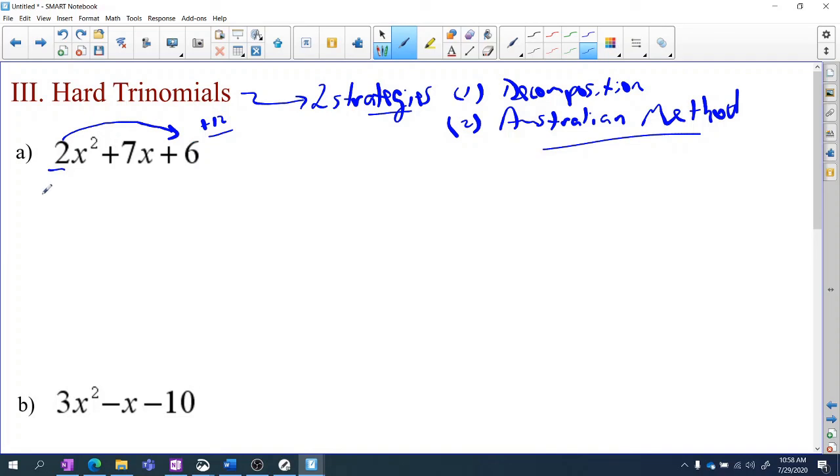Now, what students do wrong is they want to go right to the answers like they do with simple trinomials. Doesn't matter which strategy you pick, hard trinomials involve multiple steps. You don't go right to the answer. So here's my middle step. I'm going to go 2x squared, and this is where it gets the name decomposition. I'm going to split apart, decompose, the middle term into the two numbers that I've come up with, 4 and 3. And you're going to write, instead of plus 7x, you're going to change it to plus 4x plus 3x plus 6.